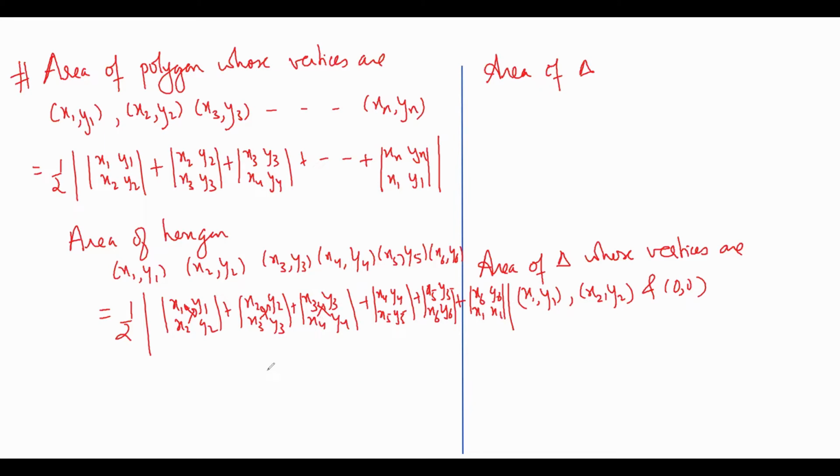So this is how you can find out the area of any polygon. Now similarly, you can find out the area of a triangle.